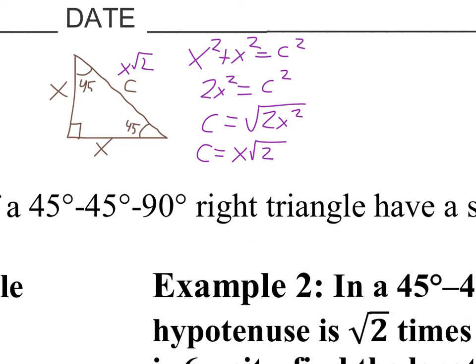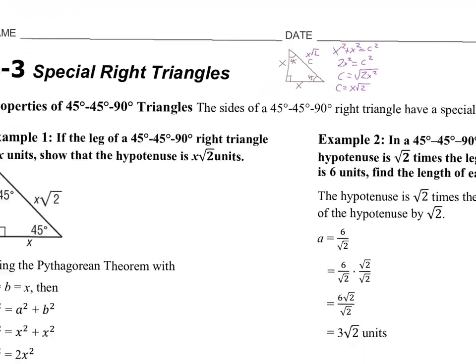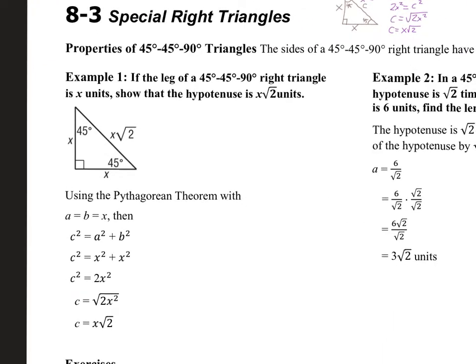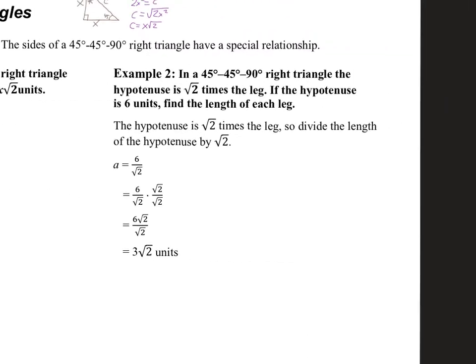So the relationship we have, essentially, is that if we know a leg, we multiply it by the square root of 2 to get our hypotenuse. If we know the hypotenuse, we set it equal to x times the square root of 2, and it will give us our leg. So, example 1, that's basically the example I just did for you.